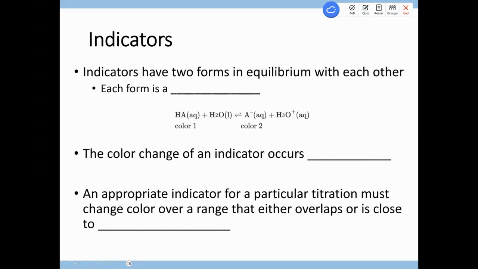So the indicator is something that's added that will change color at the equivalence point, to indicate to the researcher, the person doing the experiment, that the equivalence point has been reached. Indicators in general will have 2 forms in equilibrium, and each one will have a different color, or one version of it is clear and the other one has a color. So each form, we'll say, is a different color.